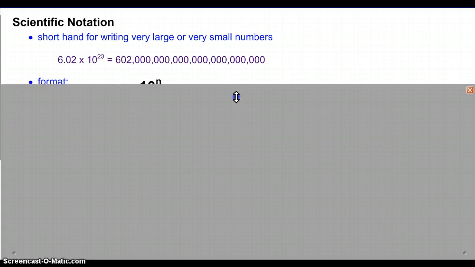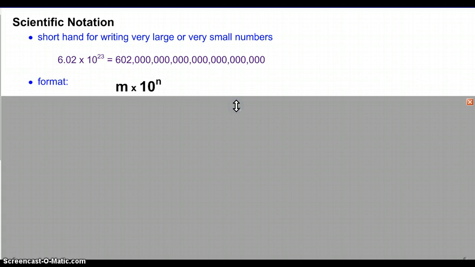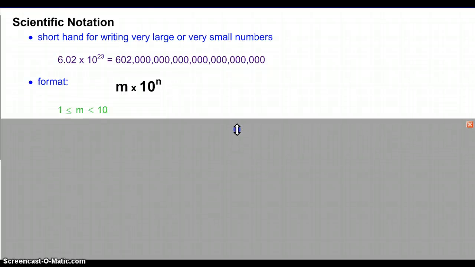There is a correct format for writing it, and it's m times 10 to the power of n. M and n are the values that can change, but there are some rules to what they can be. M must be between 1 and 10, and it can equal 1, but it cannot equal 10. So m could be 1.7 or 6.304. It could not be 0.2, and it cannot be 10.